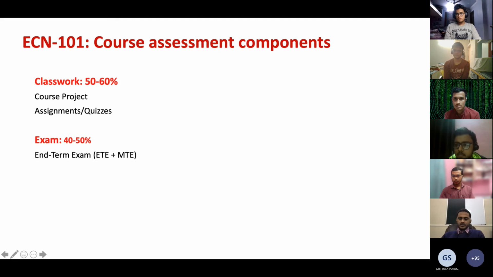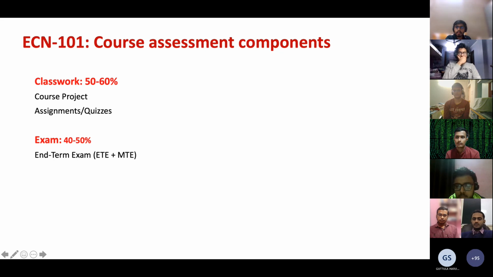So after half of the semester, a small exam is conducted that is known as the midterm exam, and that is conducted for the half syllabus, the syllabus that has been covered during the first half of the semester. At the end of the semester, a final exam is conducted that is known as the end term exam, and in the end term exam, the syllabus is the entire syllabus of the semester. So MTE is for half the curriculum of your course, and ETE is for the full syllabus. So there are two exams for each course in every semester, and they will make around 40 to 50% of the marks of this course.